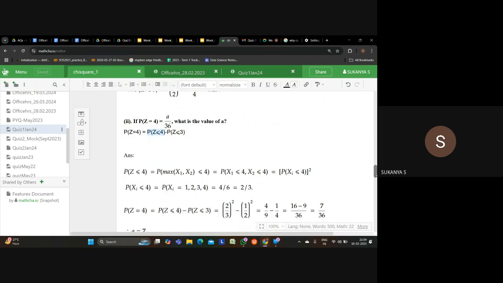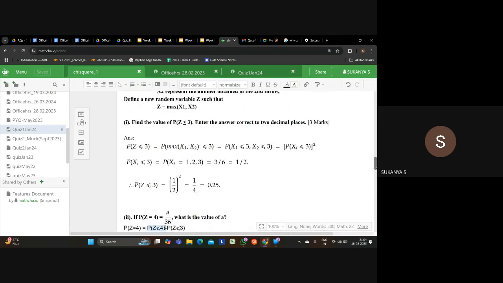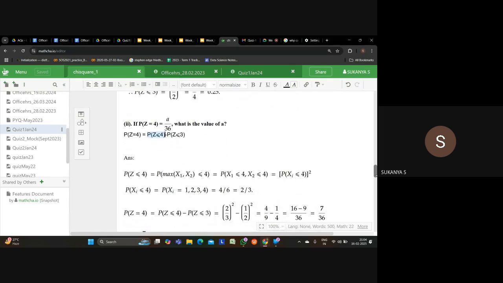minus 1 by 2, 2 by 3 the whole square minus 1 by 2 the whole square. So you get it as 4 by 9 minus 1 by 4, which is equal to 7 by 36. And they had asked what was A, so A is equal to 7.